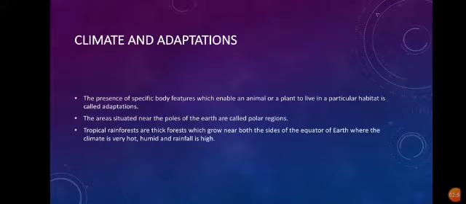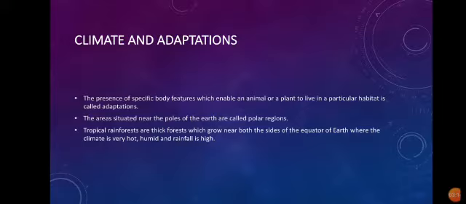Now we will study the adaptation of some animals to the climate in which they live. As examples of adaptation of animals to climatic conditions, we will discuss only the animals living in the two types of habitat we will discuss in this chapter basically. What are those? Number 1 is the polar region and number 2 is the tropical rainforest.